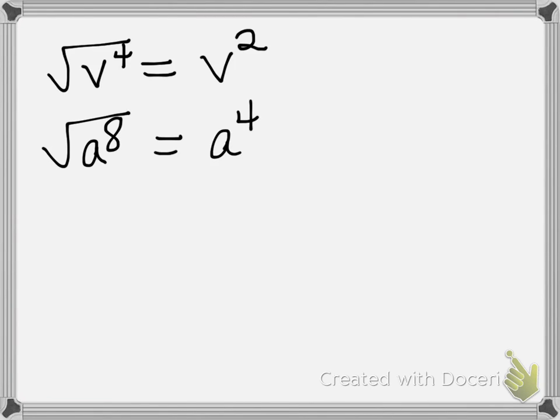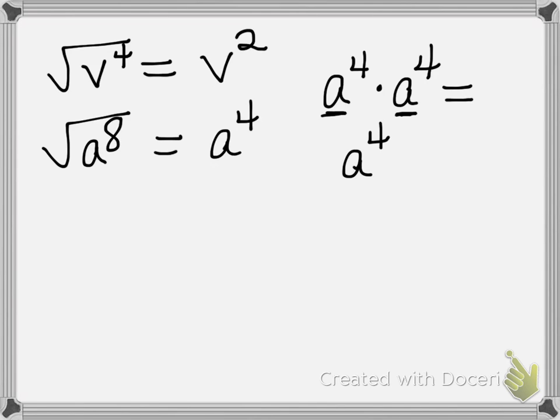Now, why is that exactly? Well, it goes back to the exponent rules that we learned. If you multiply the same base, here a is our base, then what you do is you add the exponents, and that's going to give us, looky there, a to the 8th. And so that's why we take half of it.